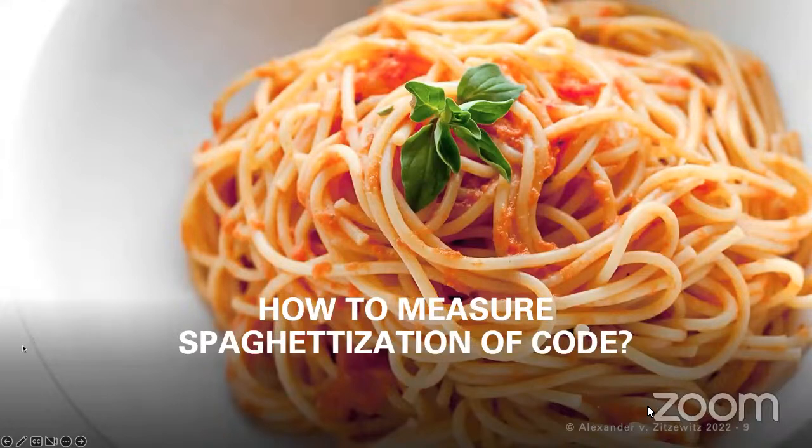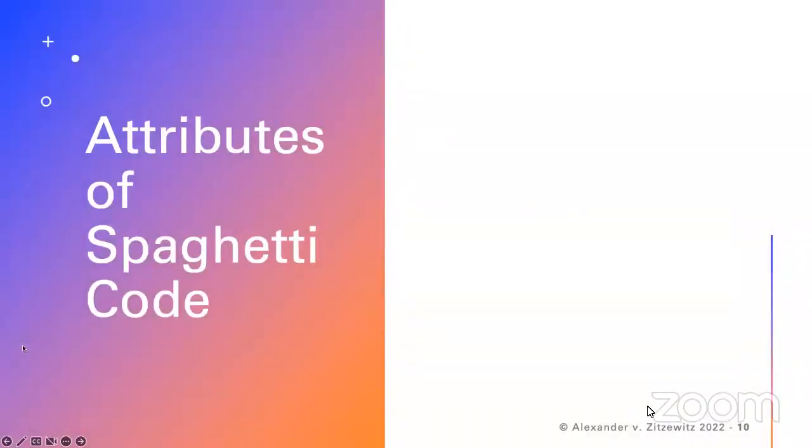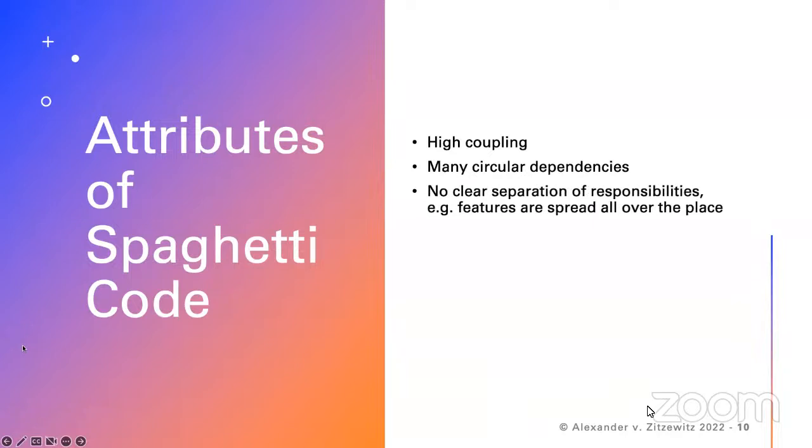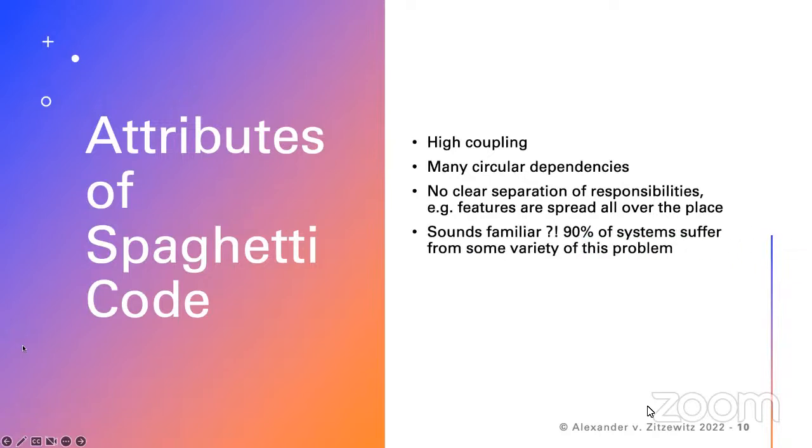And so how do we measure the spaghettization of code? What are attributes of spaghetti code? High coupling. Many circular dependencies. No clear separation of responsibilities. Means if you want to fix something, if you want to add a new feature, you can't do it in just one place. You have to touch like 97 different places, and chances are you will forget at least one of those places. If that sounds familiar to you, I would assume that about 90% of all systems suffer from some variety of this problem.